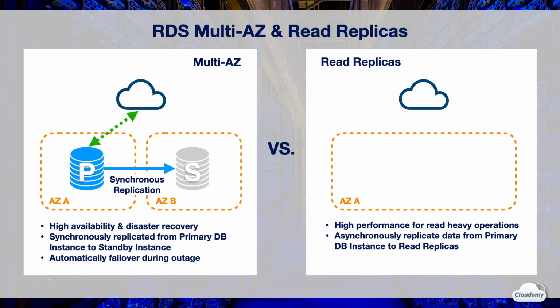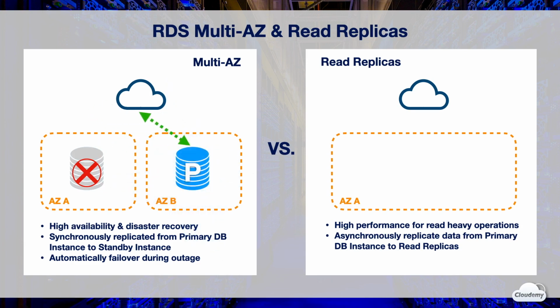All data operations including reads and writes are directly performed against the primary DB instance. In the event of an outage, the primary DB instance stops responding. RDS automatically switches to a standby replica in another availability zone.